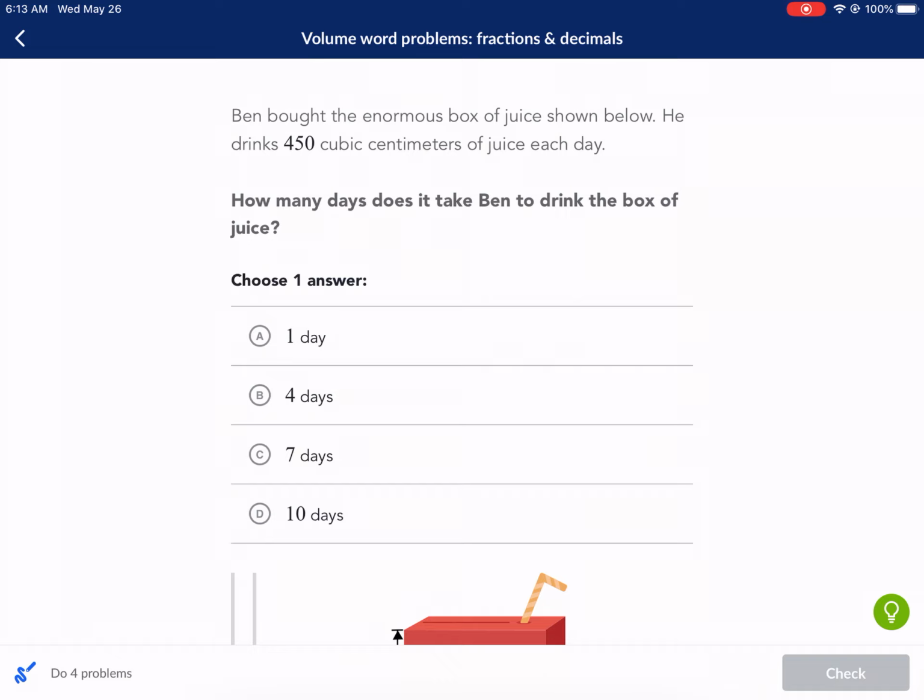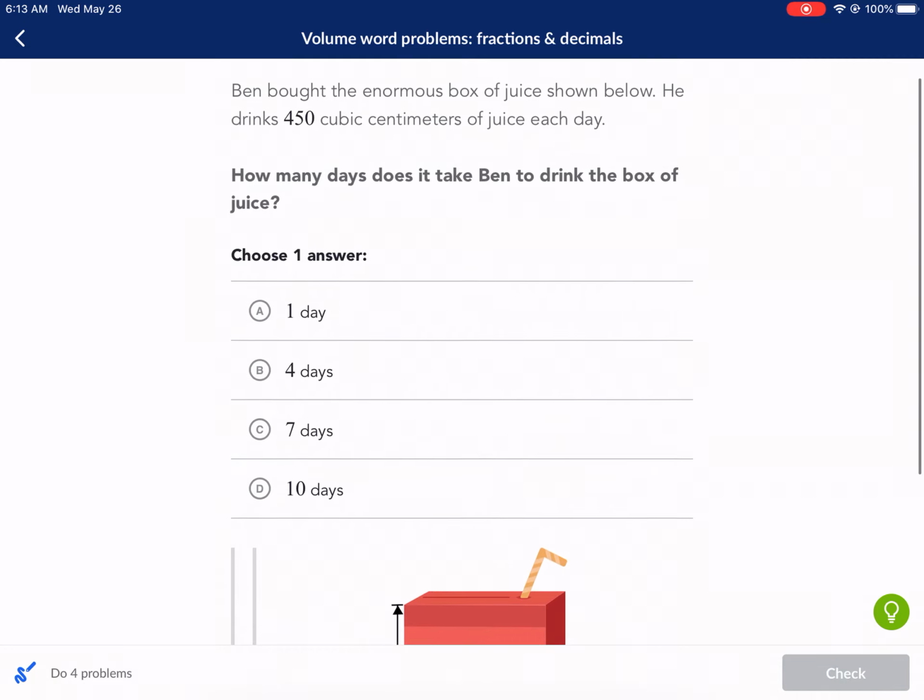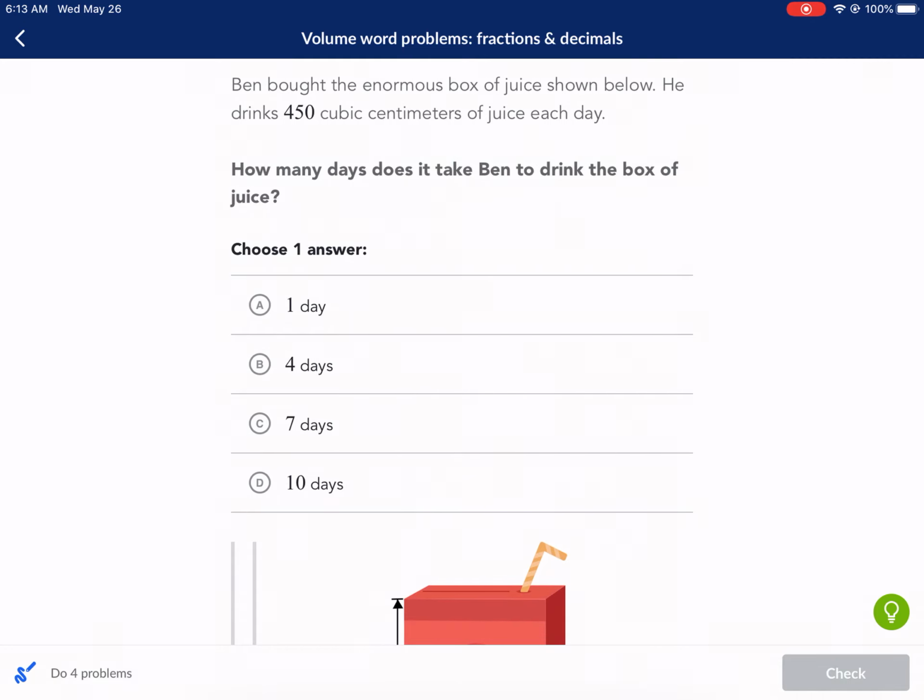Khan loves volume, and that's good enough for me. It's a very relevant topic, especially for geometry. So let's go ahead and get down to it.